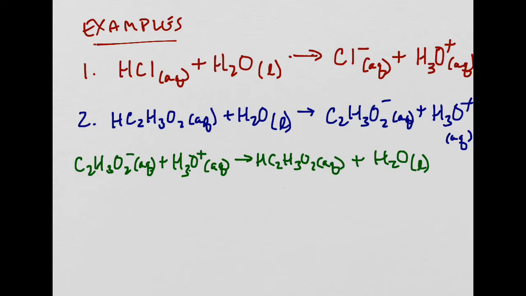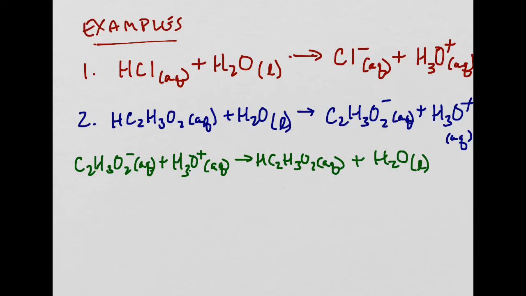All right, so the key here is that since these are reversible reactions, at some point we reach a state where we have a certain amount of reactant and a certain amount of products. Now that doesn't mean we have 50-50. That's something that's important for you to keep in mind. But it does mean that we don't completely lose our reactants in favor of only products.